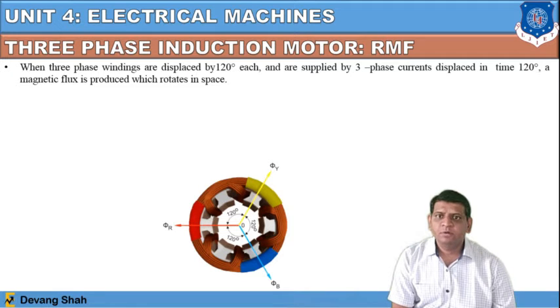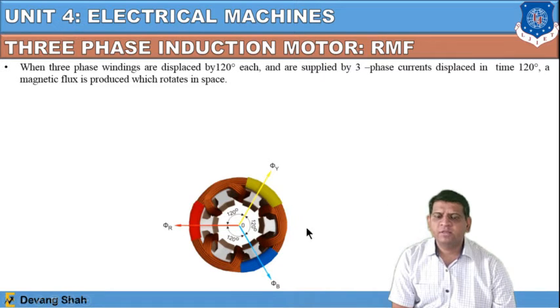What is the principle behind this rotating magnetic field? Before discussing the principle, we will check the arrangement of the winding in the three-phase induction motor. Here, three-phase windings are placed 120 degrees apart from each other, having the currents displaced in time by 120 degrees, and the magnetic flux produced rotates in space. So here you can see the rotating magnetic field will be produced.